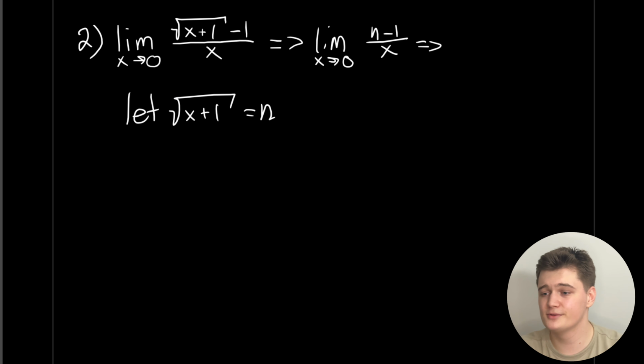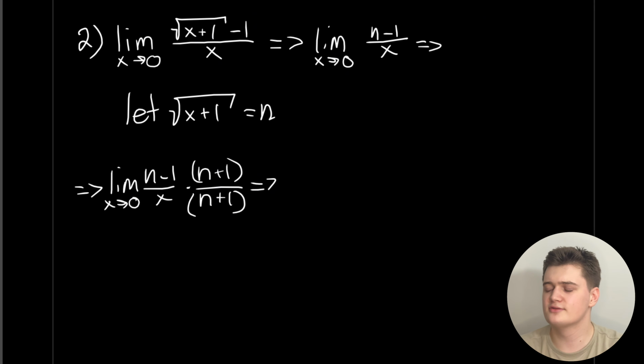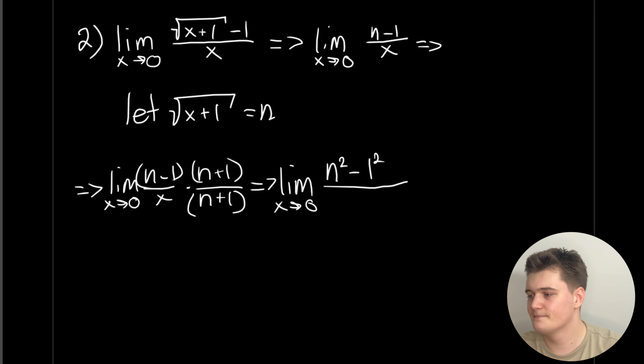In order to resolve this problem, we can actually multiply the top and the bottom part by n plus 1. And it will allow us to apply the formula, which is the difference of squares. n minus 1 multiplied by n plus 1 gives us limit of x approaching 0, n squared minus 1 squared, over x multiplied by n plus 1 in our denominator.